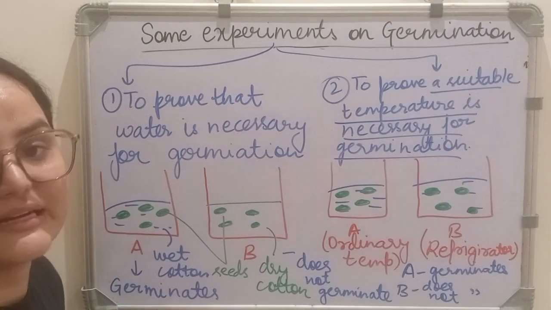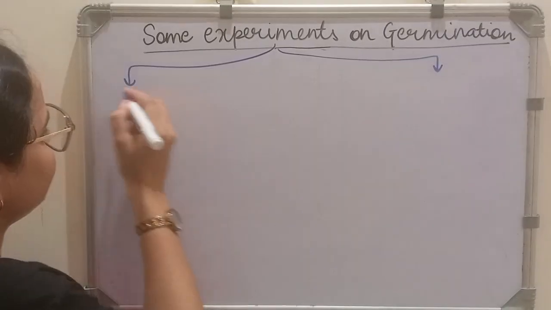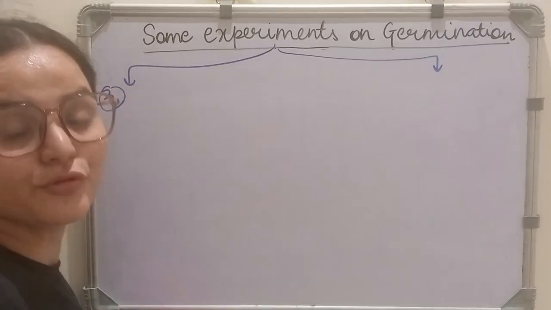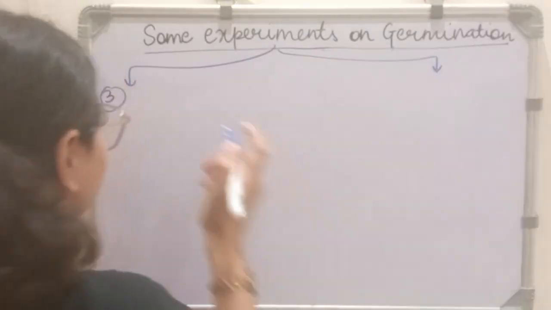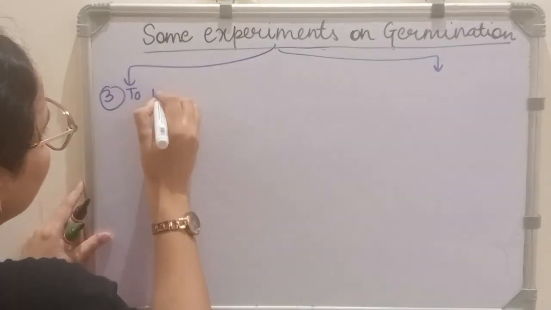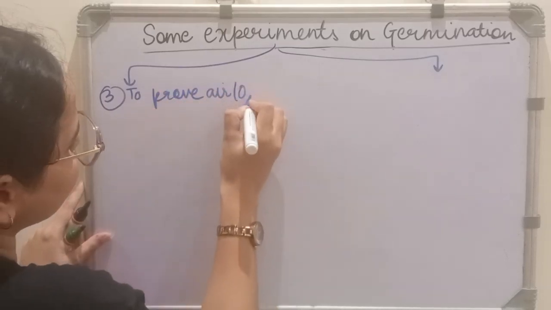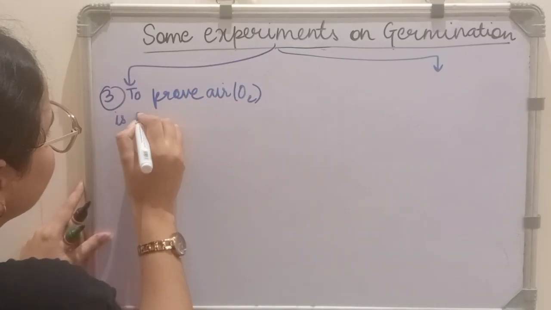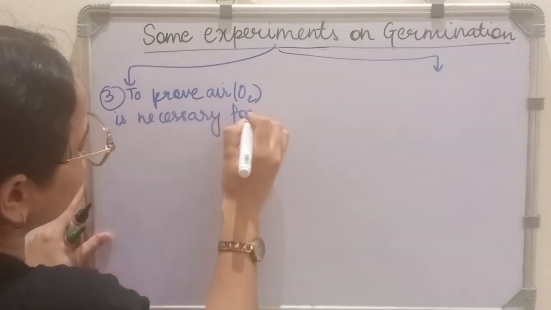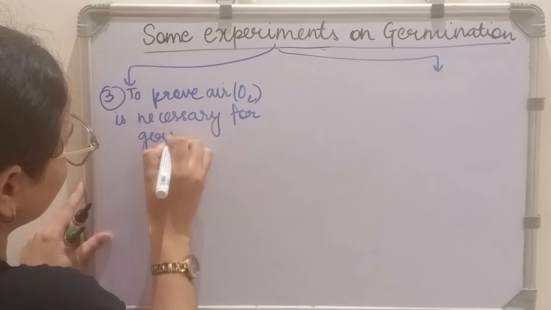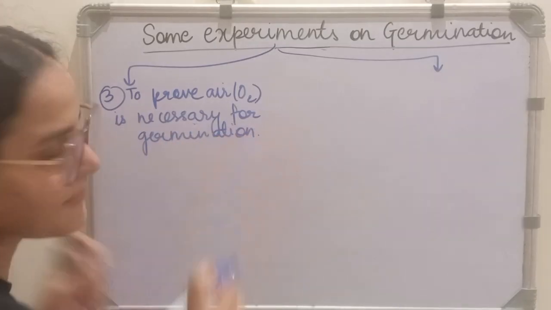Now let's see the third and fourth experiment. So the third experiment is to prove that air, meaning oxygen, is necessary for germination. Let's see this experiment.